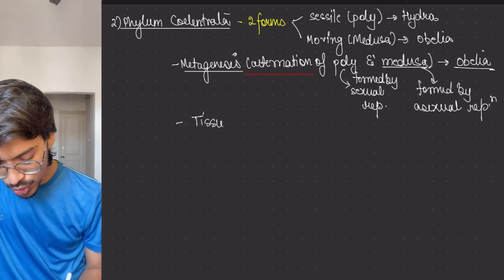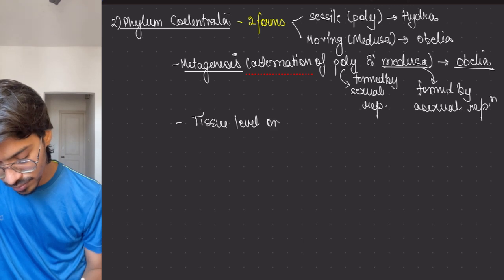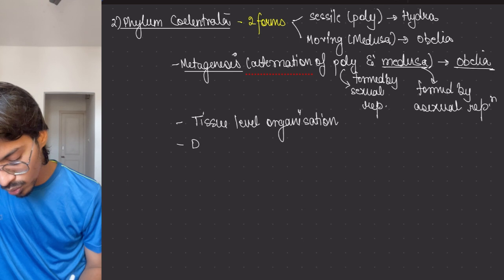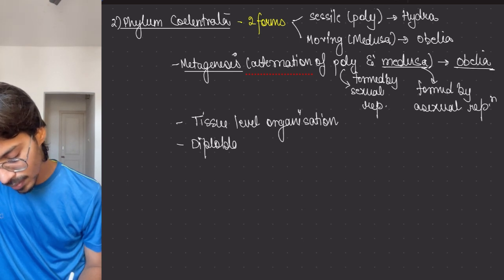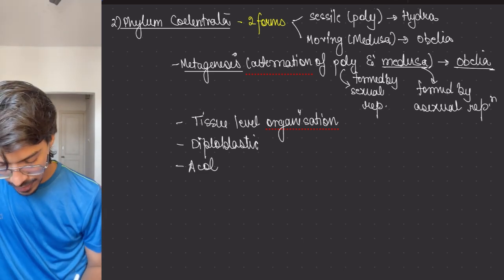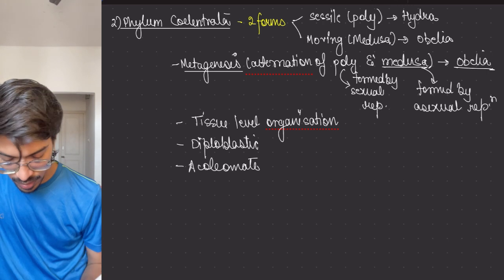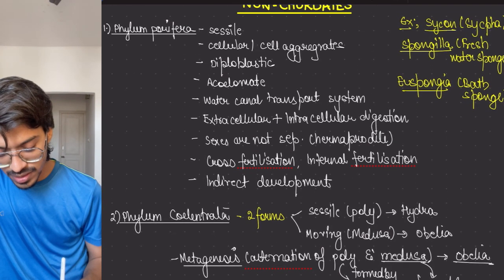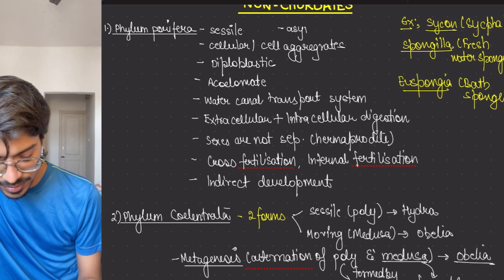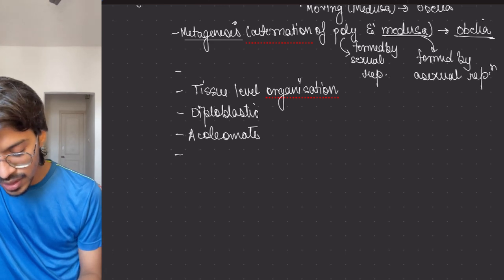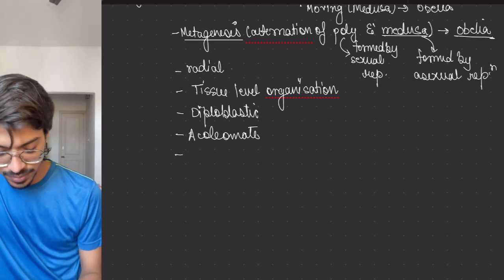Then the basic things, very important, what is their level of organization? They have tissue level of organization. Then they are also diploblastic. Then the next is that they are also acoelomate. Then after acoelomate, we should remember what kind of symmetry. They are not asymmetrical, in terms of symmetry they are radially symmetrical.